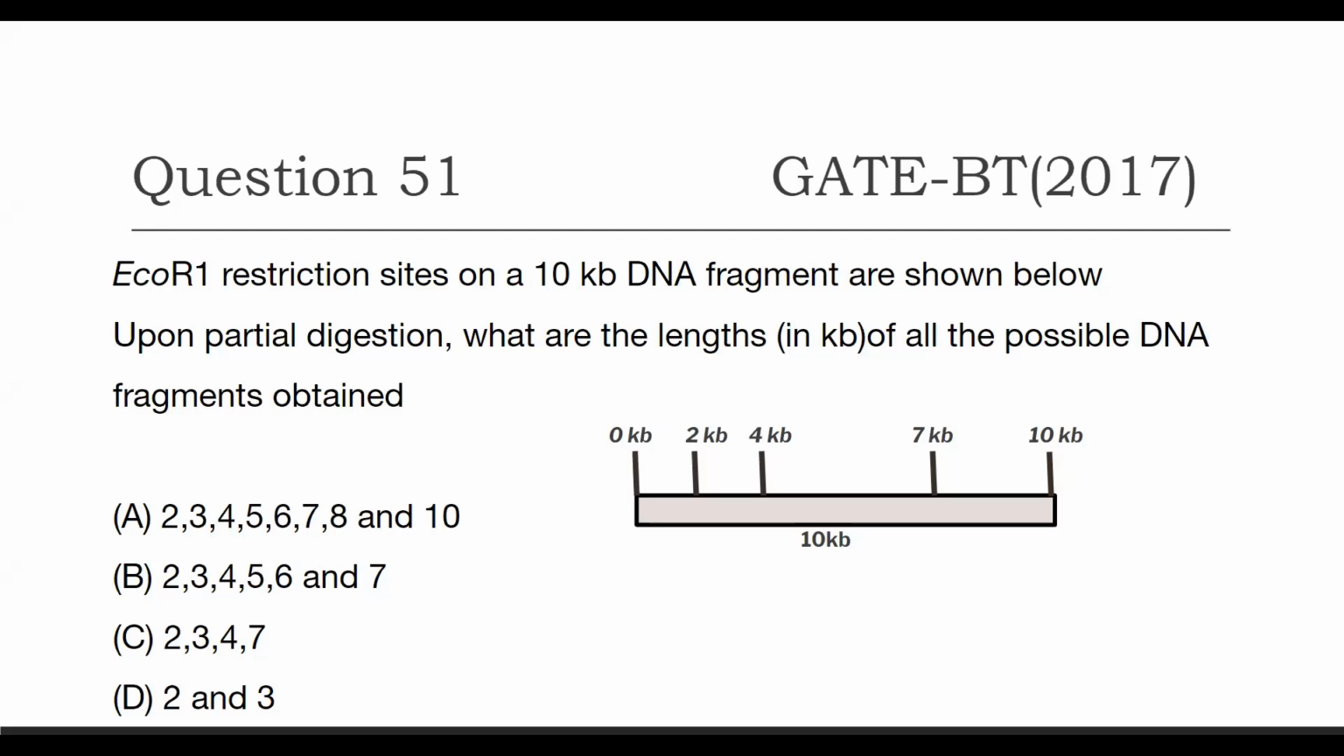So in this case, what partial digestion means is, in contrast to a complete digestion, where the digestion will take place in all the restriction sites so that you get all the bands, partial digestion means that in this DNA, maybe all of the digestions happen, or maybe just a few of the digestions happen. Okay. So let's see how to solve this question.